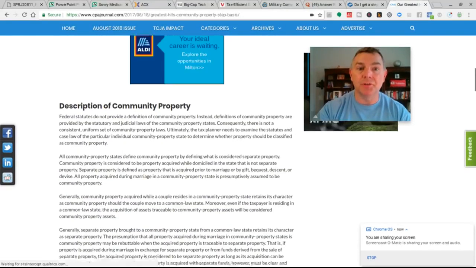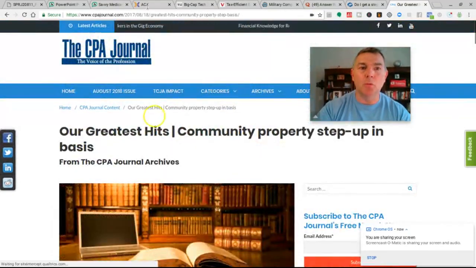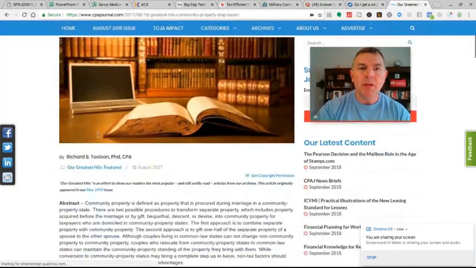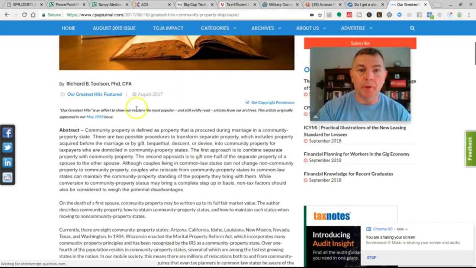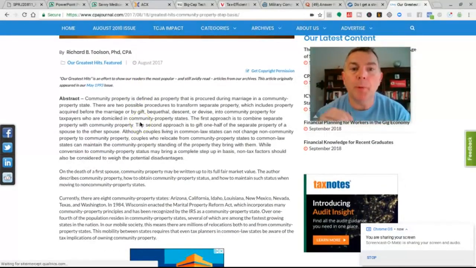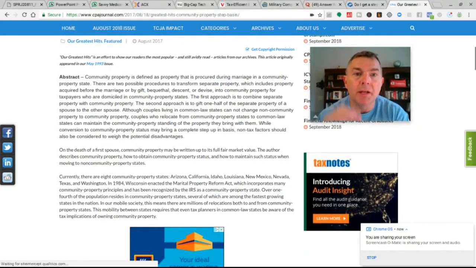So we'll dive into a couple of examples here, because this is a CPA Journal. This is a wonderful article from a year ago. Community property is defined as property that is procured during marriage in a community property state. There are two possible procedures to transform separate property, which includes property acquired before the marriage or by gift, bequeathal, descent, or devise, into community property for taxpayers who are domiciled in the community property state.